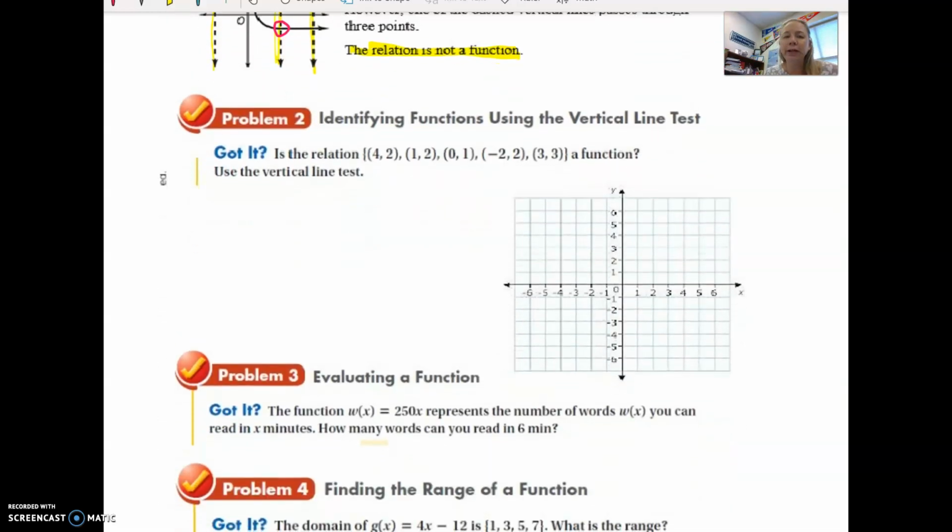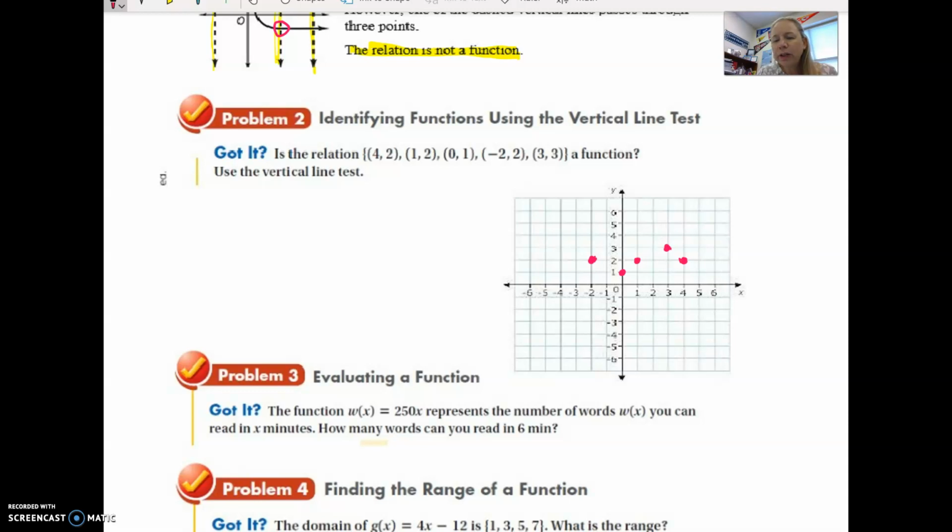So in example 2 here, we're going to identify the function using the vertical line test. So what I would want you to do is graph those points. So go ahead and do that now, and you can pause if you need to. I'm going to just do that real quick. So I'm going to go over 4 and up 2, and then over 1 and up 2, and then 0, 1, -2, 2, and 3, 3. 1, 2, 3.